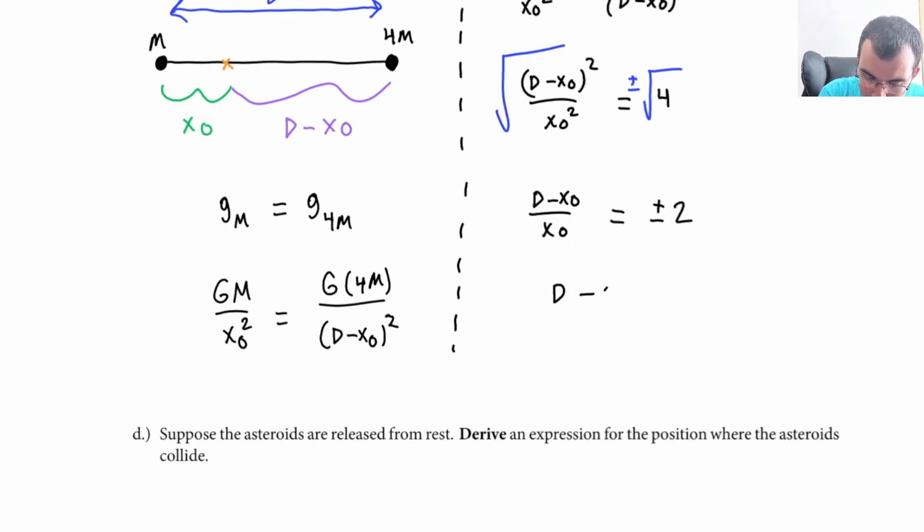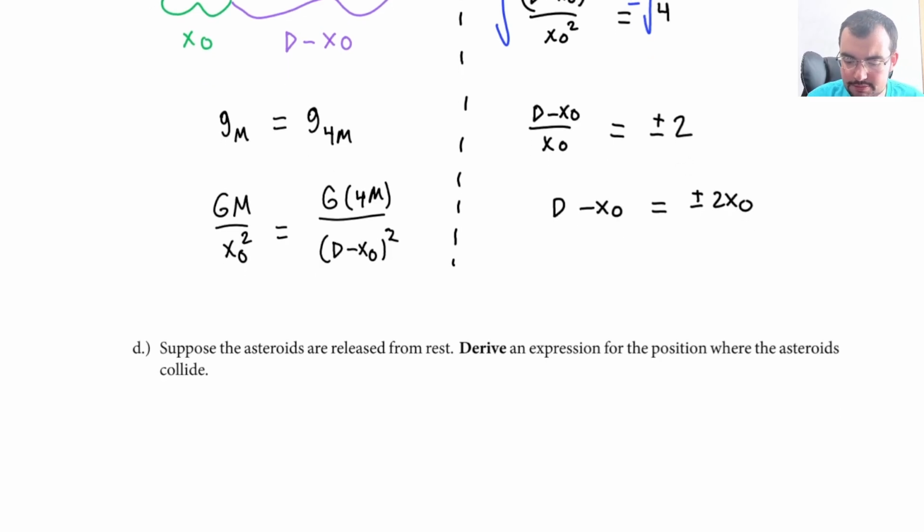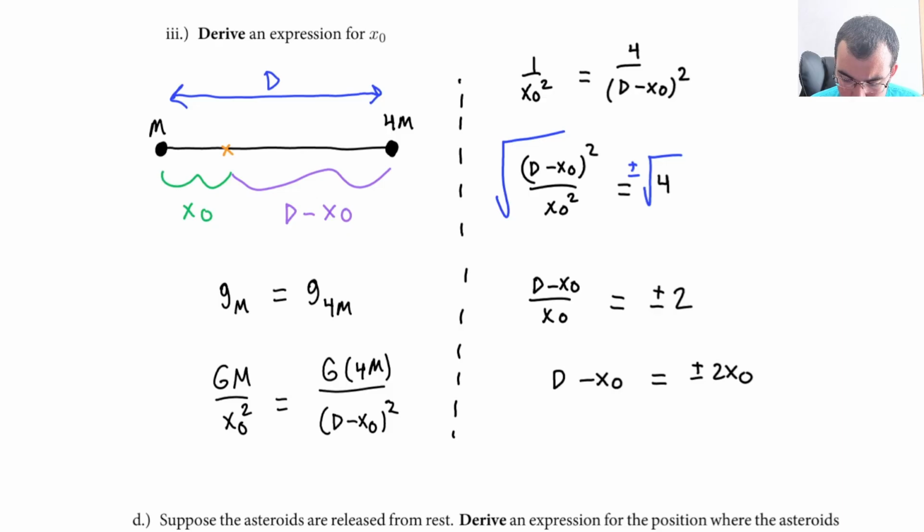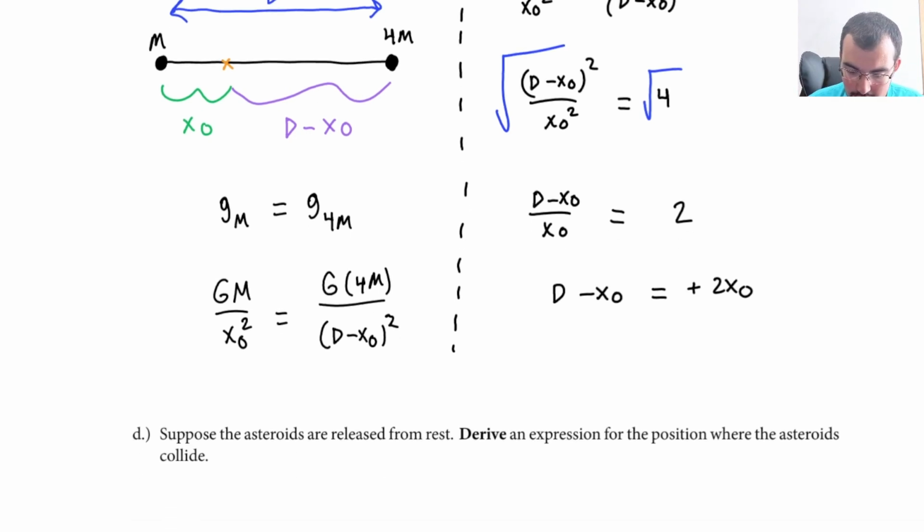So I get d minus x0 equals plus or minus 2x0. Let's see, do we need the plus or minus? No, we don't. Almost any time in this class, you don't need the plus or minus. You could if you want to be pedantic, and you will see that it does not matter. You can take my word for it that we can just take the positive root. So d would be equal to 3x0, so x0 would be equal to 1/3 d.